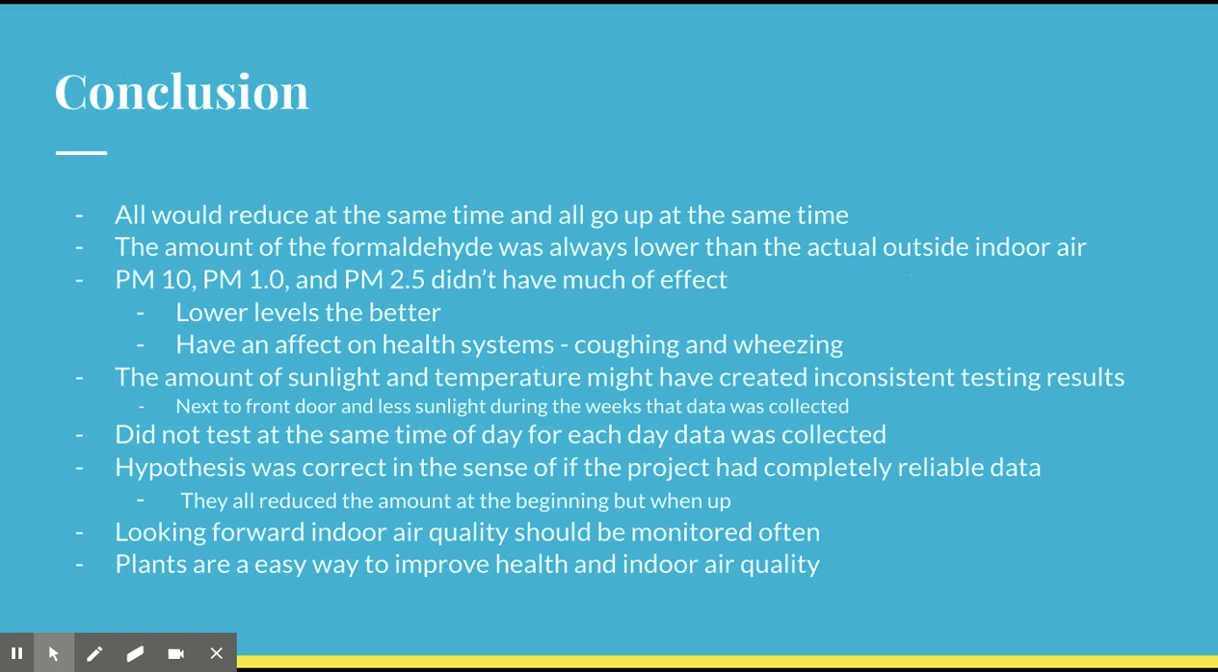Conclusion. All the reductions of formaldehyde were at the same date, so they could all go down and would all go up together. There wasn't one that went down and another went up. When testing the amount of formaldehyde, it was always lower inside the enclosed greenhouses than the formaldehyde within the whole household. The lower the PM levels, the better, because when the PM is high, it can cause coughing and wheezing.